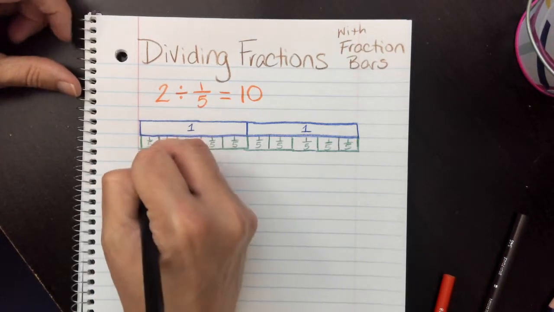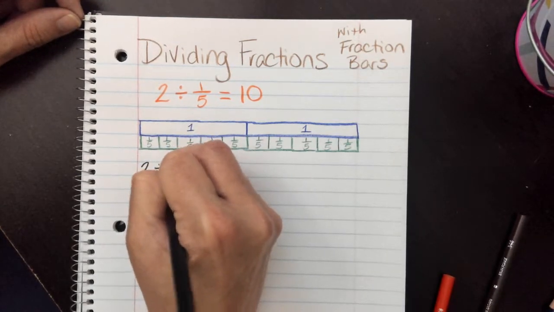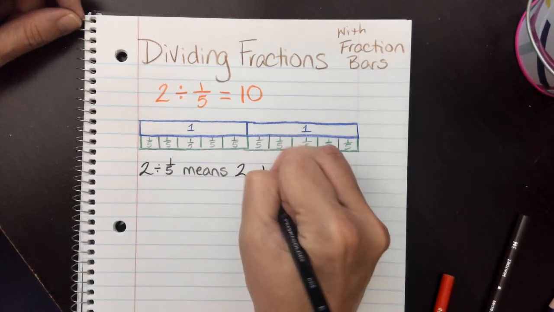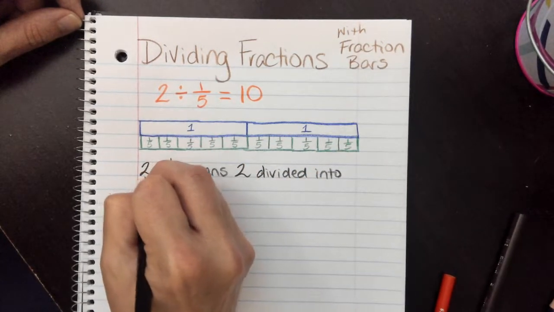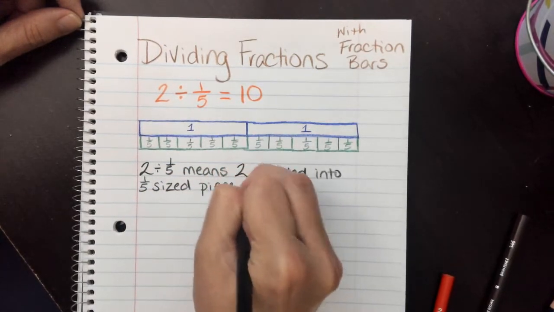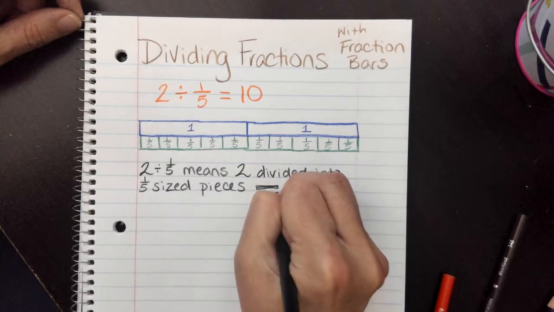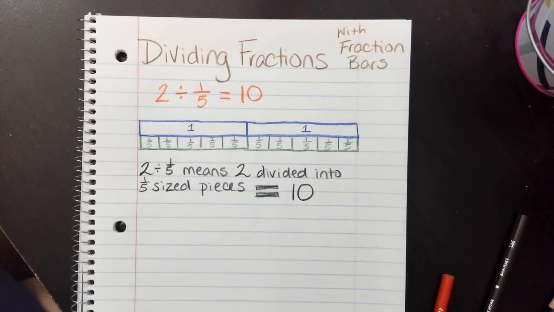And then I'm just going to write for myself, 2 divided by 1/5 means 2 divided into 1/5 sized pieces, which equals 10. Okay. 2 divided by 1/5 means 2 divided into 1/5 sized pieces, which is 10.